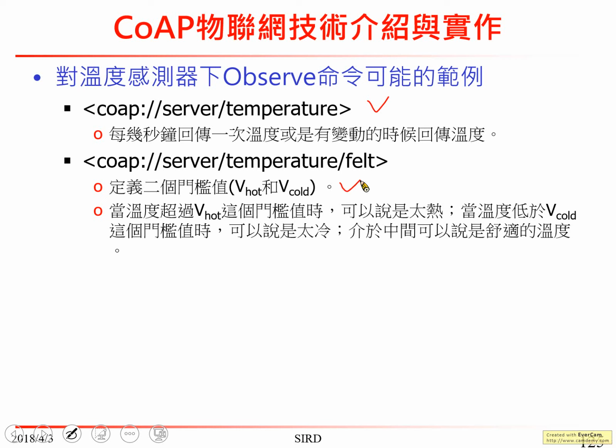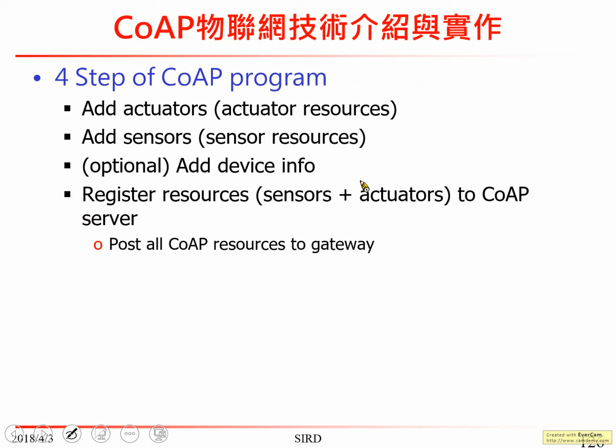The other thing is you might say they have two kinds of threshold. One is too hot and the other is too cold, and between these two values, they are okay. But right now there is no way to specify something like this, because CoAP hasn't completed this observe spec at the moment. So okay, enough talk.